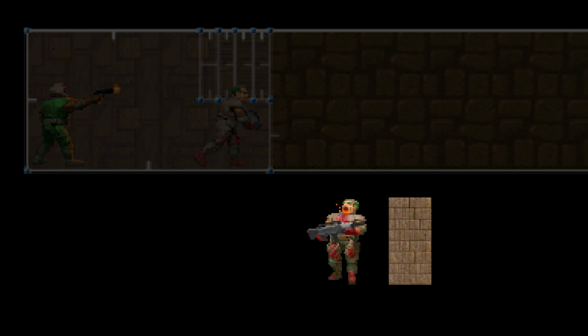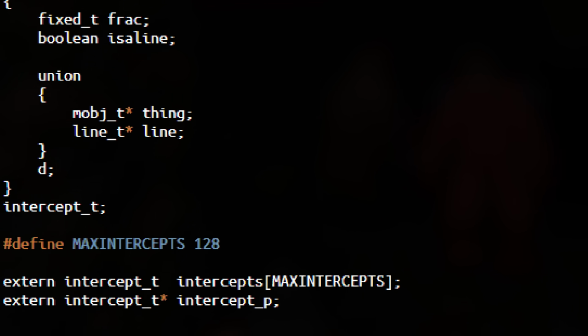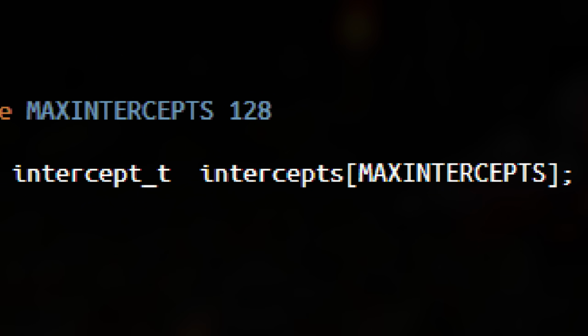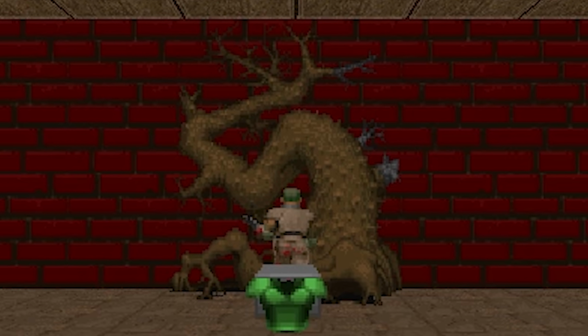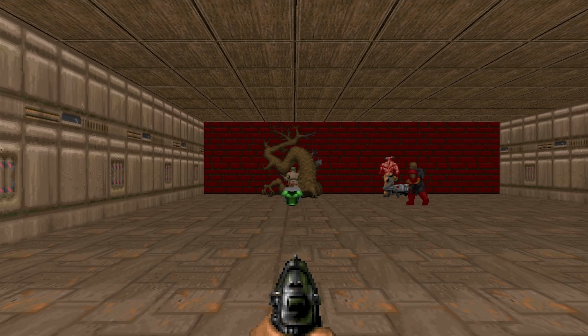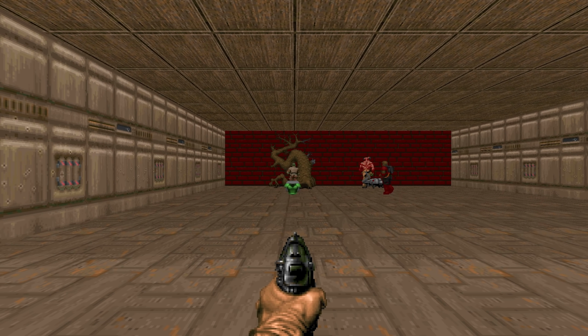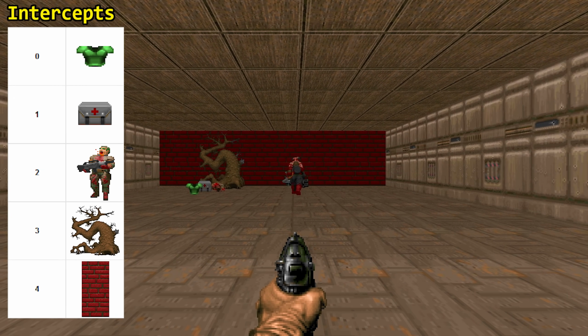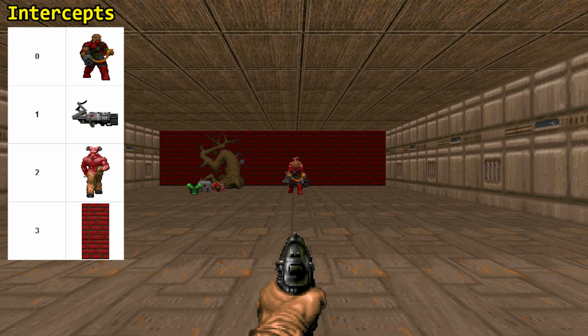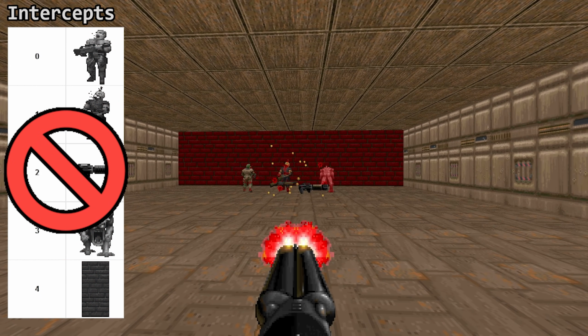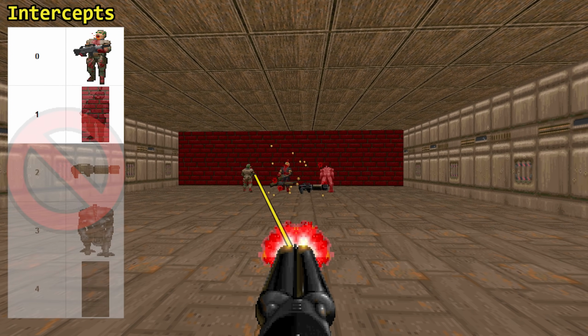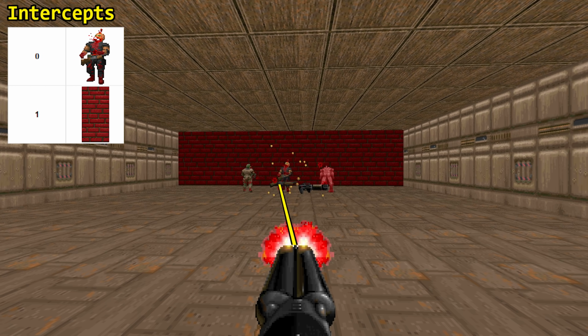Anything that comes across the gunshot's path is called an intercept. Each intercept is stored in an array that can hold 128 intercepts in total. It is important to note that whenever a ray cast is traversing through the block map, the intercept array is emptied the moment a new ray cast is shot. Shooting 20 pellets with the super shotgun doesn't mean the array fills up 20 times more. Each pellet will traverse the intercept array individually.